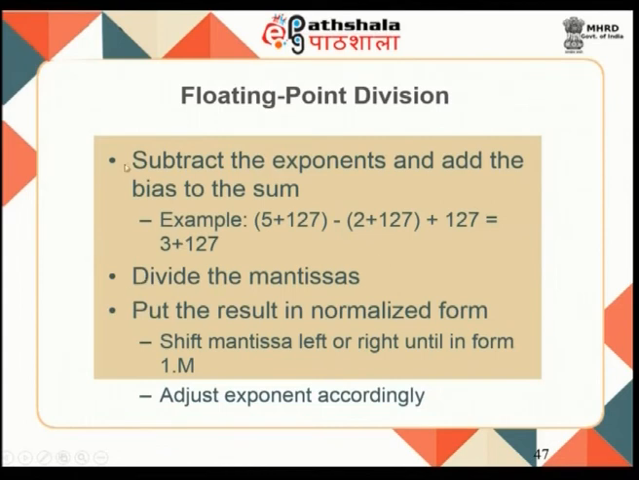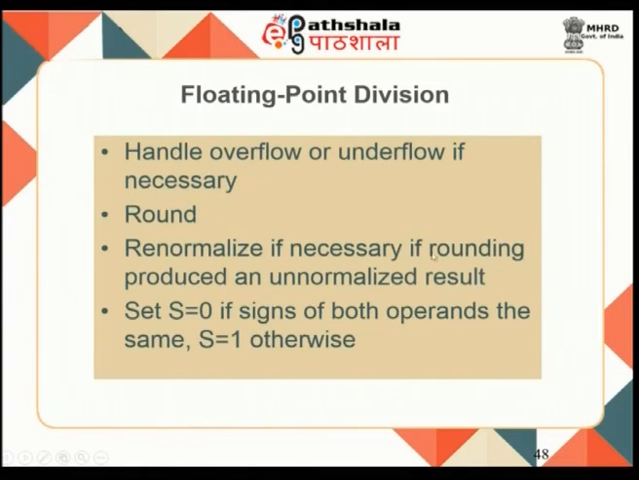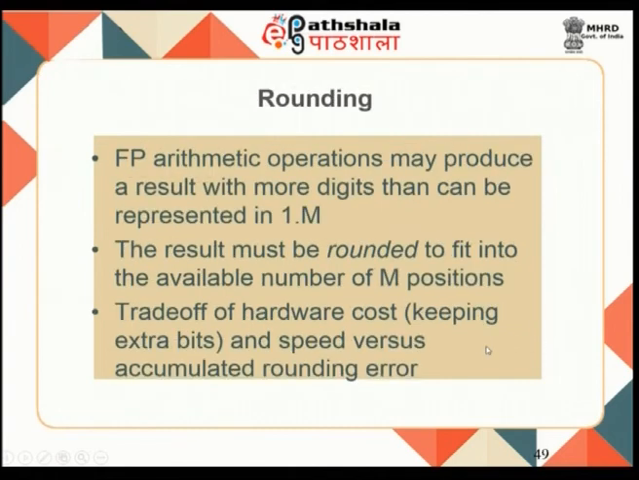So, as usual, do a subtraction of the exponents, divide the mantissas, and put the result in the normalized form by shifting the mantissa left or right until it is in the form 1.m, adjusting the exponent accordingly. If you have overflow or underflow, you will have to handle it. You will have to do the appropriate rounding operation, and renormalization if rounding produced an unnormalized result. As usual for sign bits, if the sign bits are the same, set the sign bit to positive. If the sign bits are different, make the result negative.